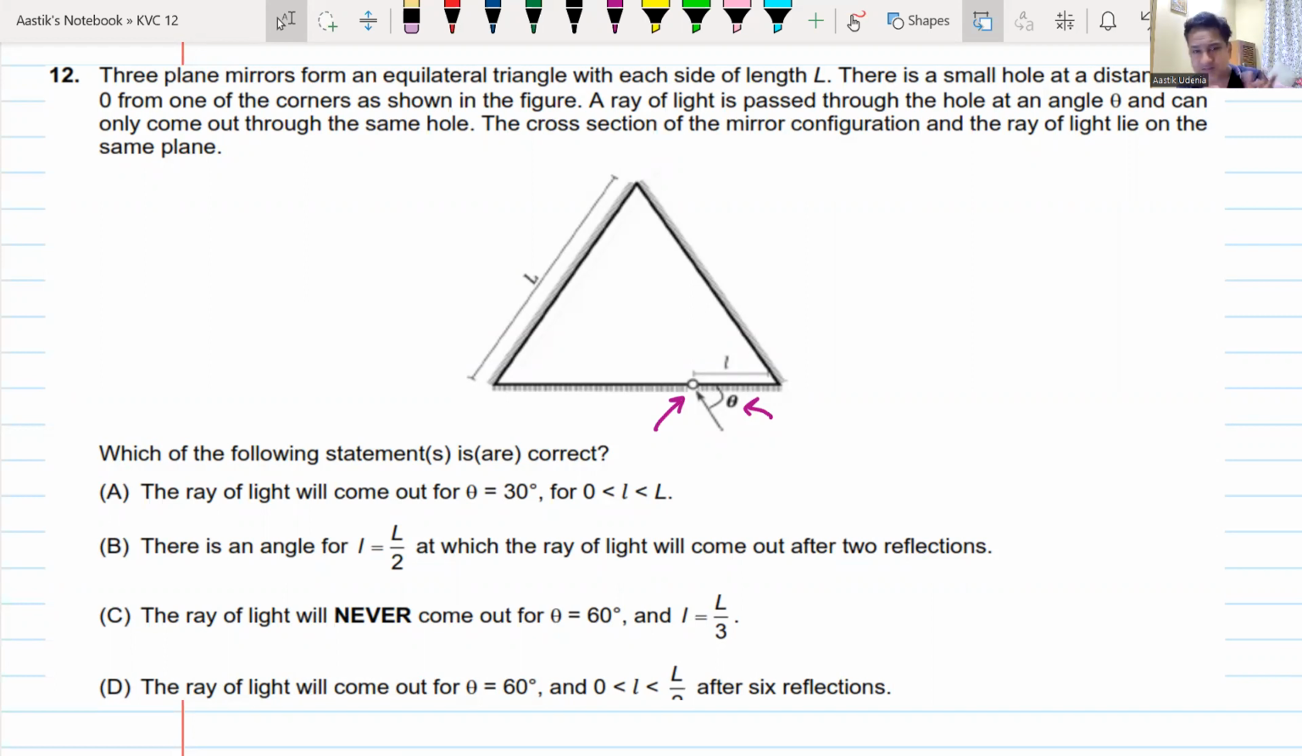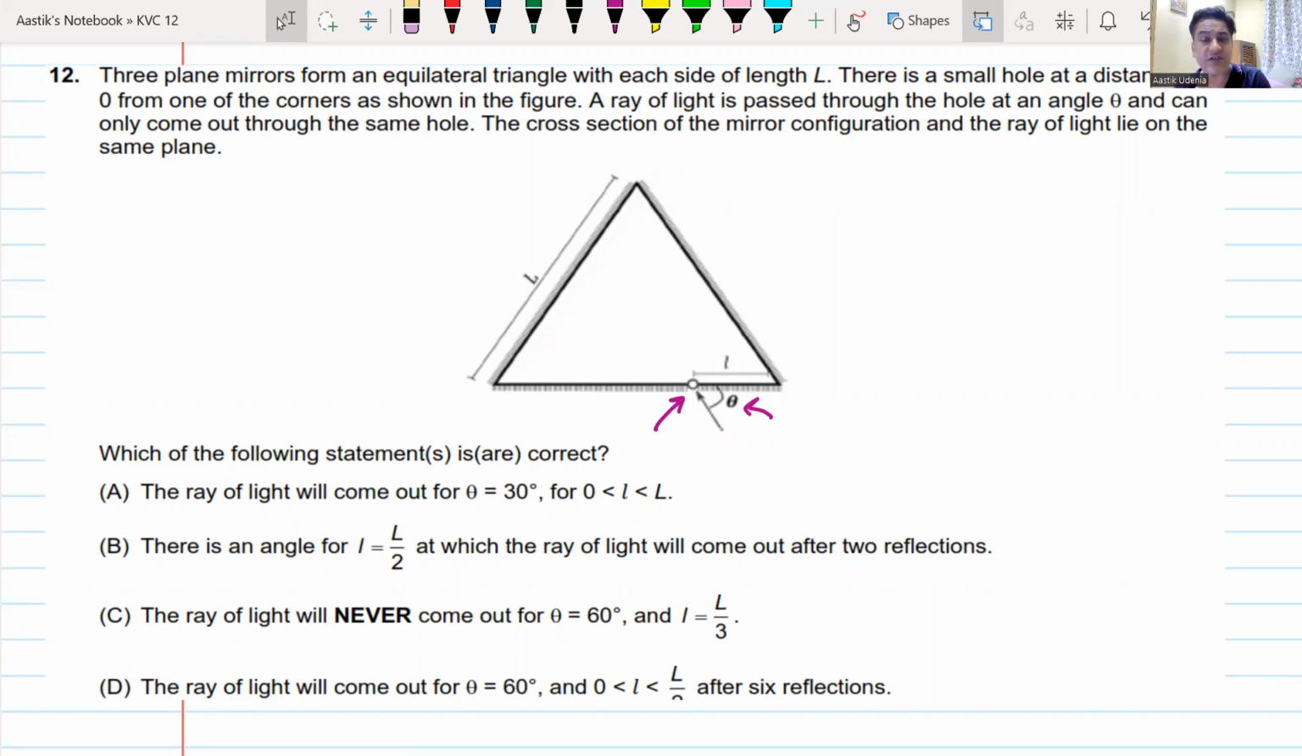So this is a simple question. Again, you can't note down the entire question because it is too big. It's just a question of what happens after multiple reflections, will it come out or not? So you can't note down the entire question. It will be too big for you to note it down.